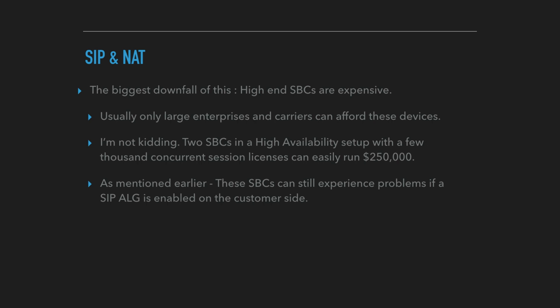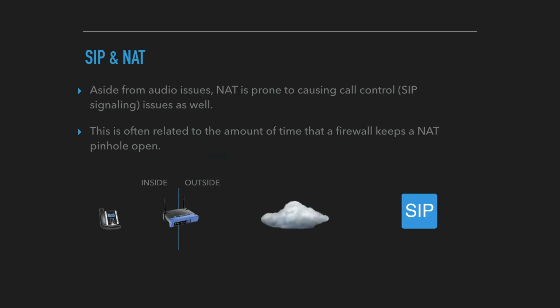Biggest downfall of that, though: high-end SBCs are expensive. Usually only large enterprises and carriers can afford these. That is no joke. Two SBCs in a high availability setup with a few thousand concurrent session licenses can run you $250K or more. Now, as mentioned, these SBCs can still experience a problem if SIP ALG is enabled on the customer side. Aside from audio issues, NAT is prone to causing call control signaling problems as well.